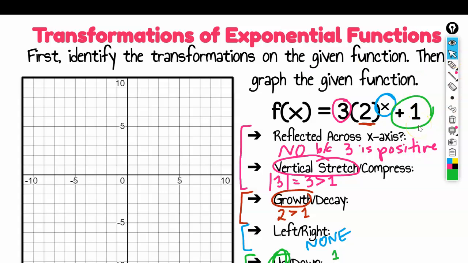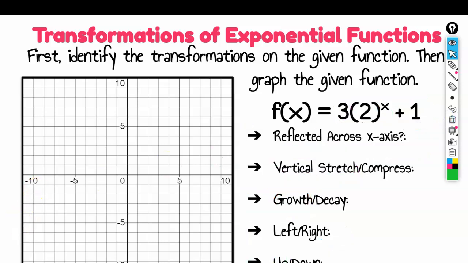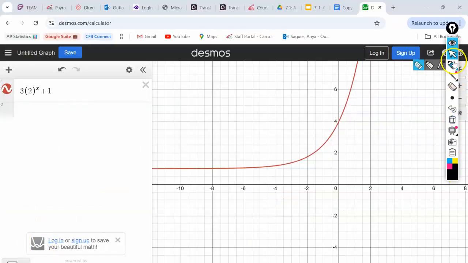Now, we are about to look at the attributes of this graph. Right, so we are going to head over to Desmos to take a look at the attributes of this graph. All right, so in this order, we are going to start with domain.